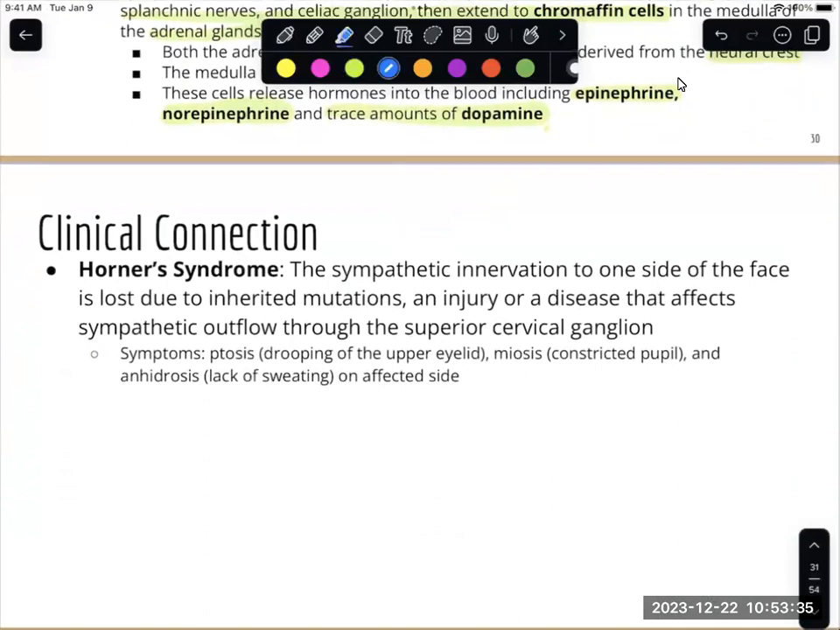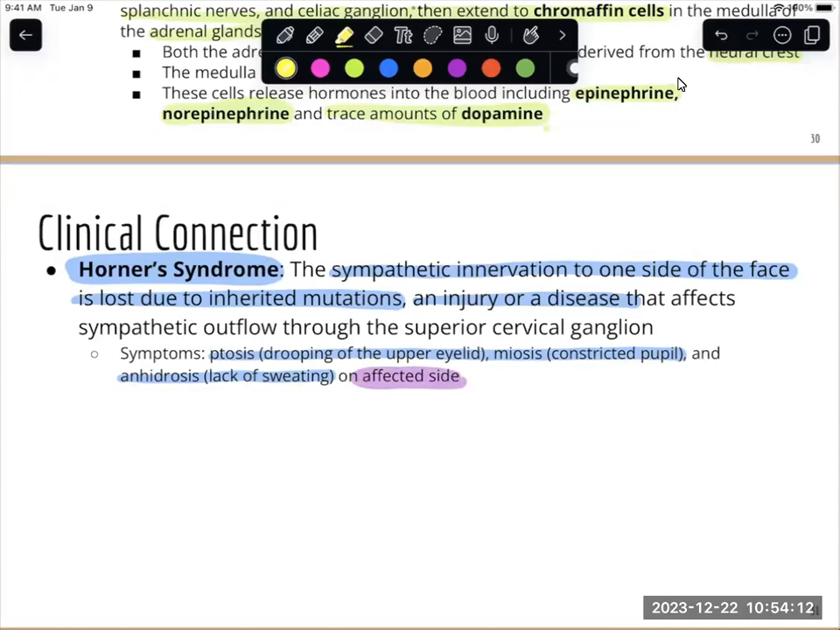which is where we come into Horner syndrome. Horner syndrome is when the sympathetic innervation to one side of the face is lost. It's usually a mutation that's inherited, but it can be caused from an injury or a disease. So these people have ptosis, which is drooping of that upper eyelid, miosis, that constricted pupil, and anhidrosis, a lack of sweating, only on that affected side, nowhere else. It's interesting.